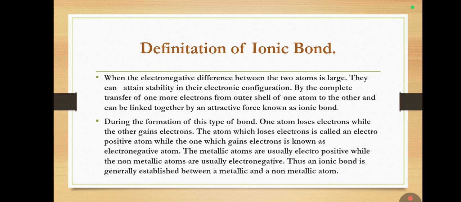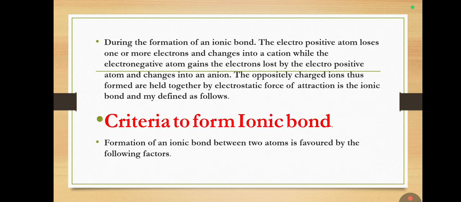During the formation of this type of bond, one atom loses electrons while the other gains electrons. The atom which loses electrons is an electropositive atom, while the one which gains electrons is known as an electronegative atom. Metallic atoms are usually electropositive while non-metallic atoms are usually electronegative. Thus an ionic bond is generally established between a metallic and a non-metallic atom.